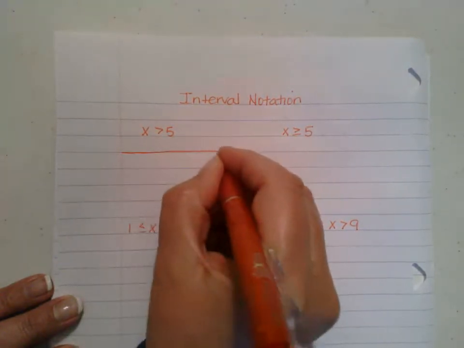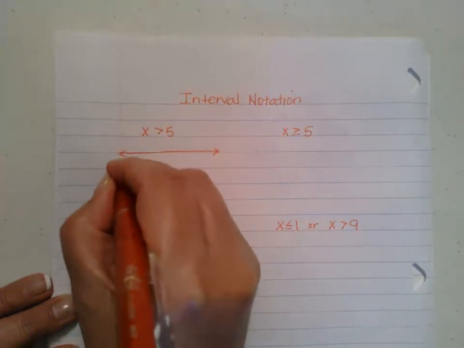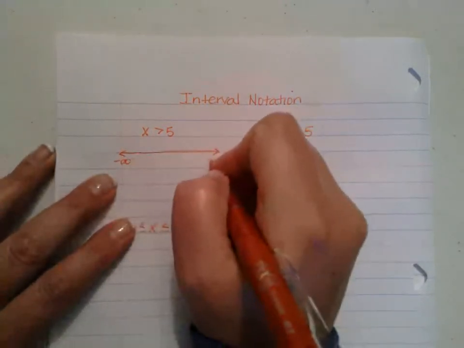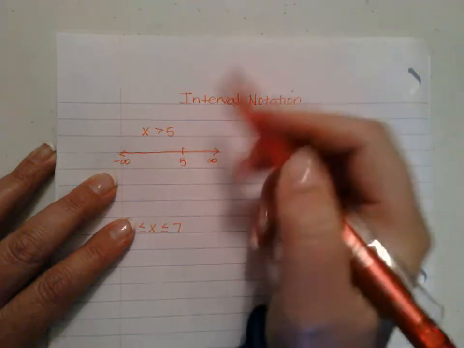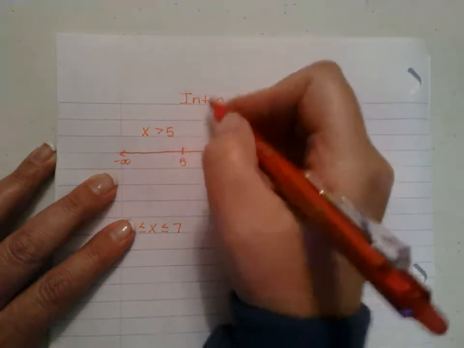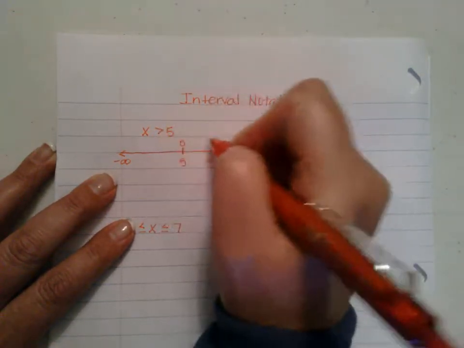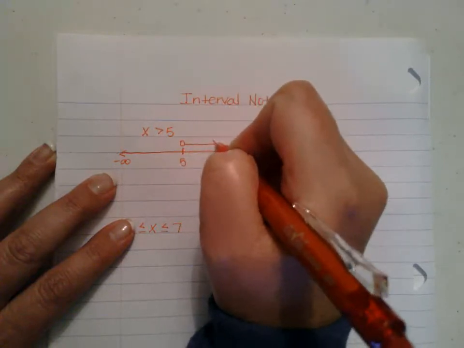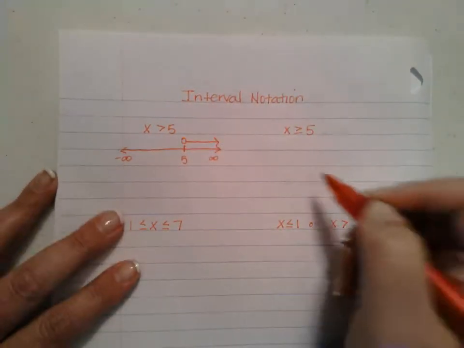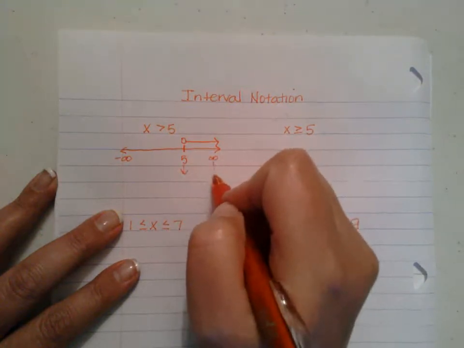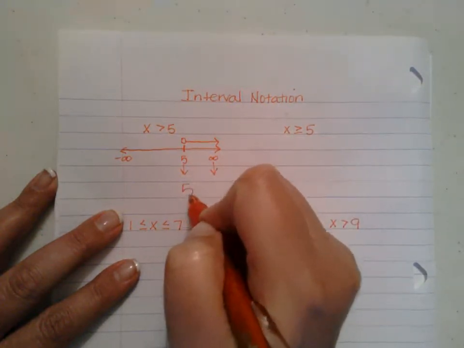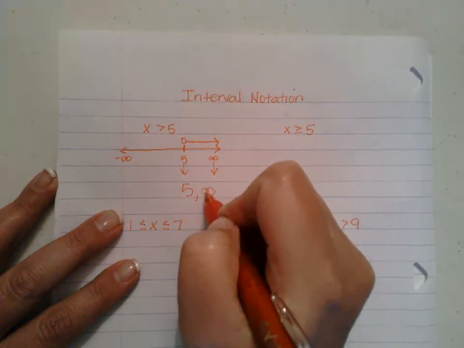All right, first of all, you want to graph on your number line. Like here's negative infinity and here's positive infinity. Five is maybe somewhere in here. Remember, if there's no equal sign, it's an open circle, and then greater than would be everything over here. In order to put this in interval notation, you just pull these two numbers right here down and put a comma between them.